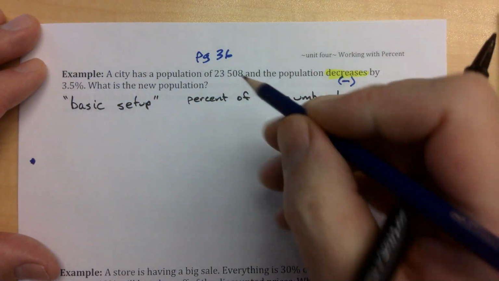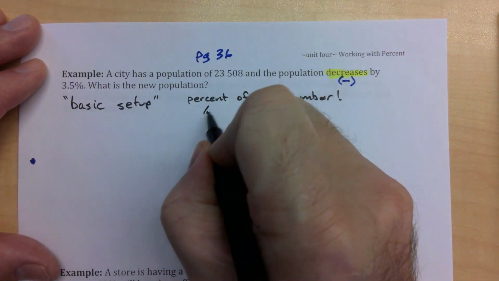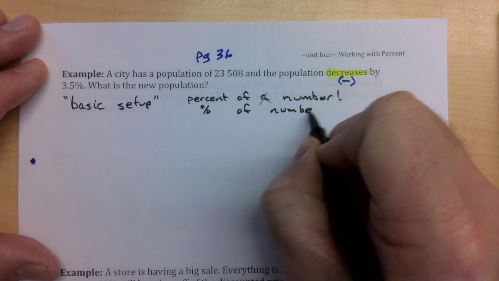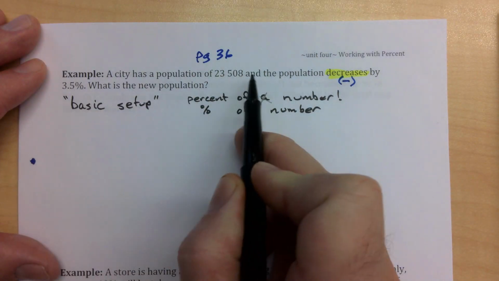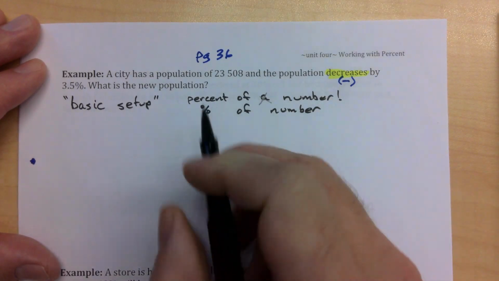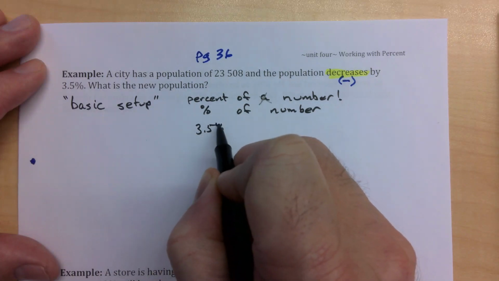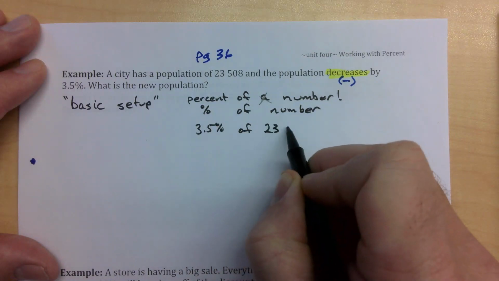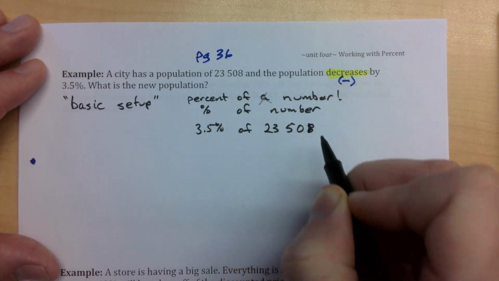And then what happens is you end up ignoring the word a. So percent of number. Okay, so think about it. Look at this question and just see the numbers that are given to you. You know it's going to be decreasing, so that's probably a subtraction at some point. So this time it's 3.5% of what? 23,508. Okay, now we'll translate, all right?